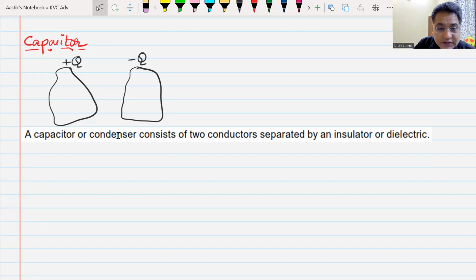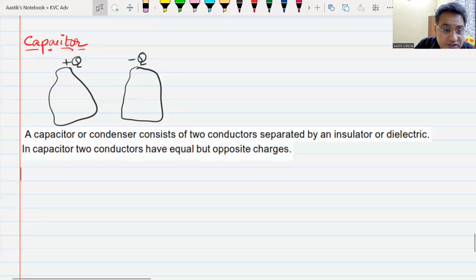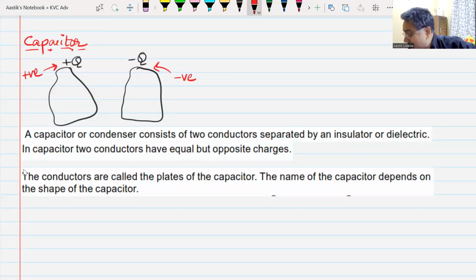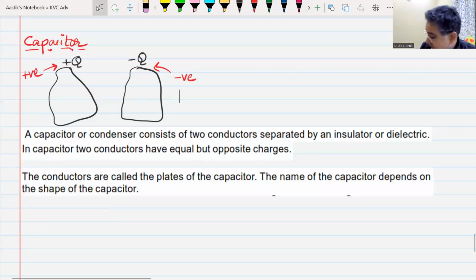Now, what is happening in a capacitor? These two conductors that we have brought, they are given equal and opposite charges. These conductors are known as the plates of the capacitor. The one which is given the positive charge is known as the positive plate. The one conductor which is given negative charge is known as the negative plate of the capacitor. Do we understand this? Yes, sir.